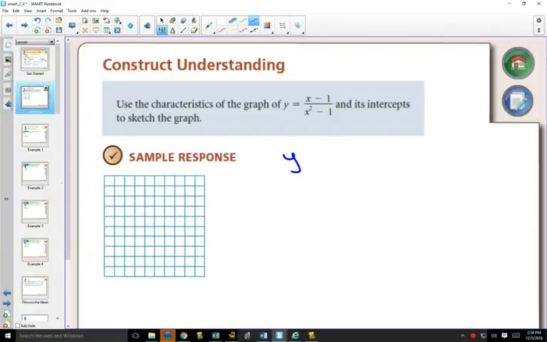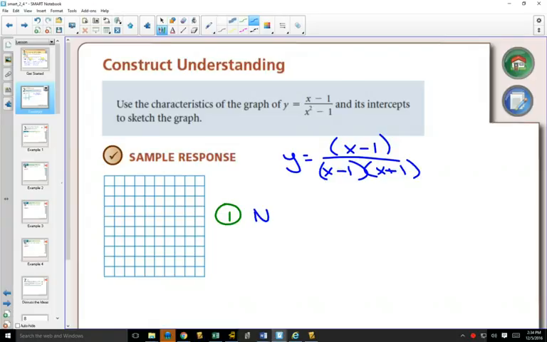So we always start off by factoring things completely. The bottom is a difference of squares. And so step number one, we list our non-permissible values. x can equal 1, x can equal -1.